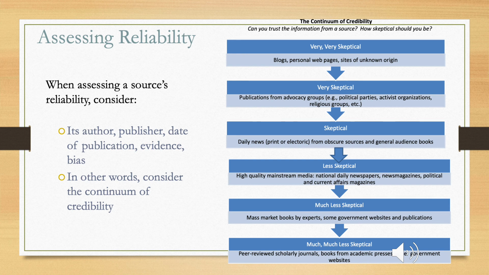And then all the way at the other end, things that you can be a lot less skeptical of are peer reviewed scholarly journals and books from academic presses or other government websites. So these things usually go through a lot of revision before they are ever published. And there's a lot of fact checking that goes into place. So you can definitely trust these a lot more than you can trust a blog or a personal web page. So yeah, just take a look at these things, and when you're looking at a source, ask yourself where it falls under this continuum of credibility.